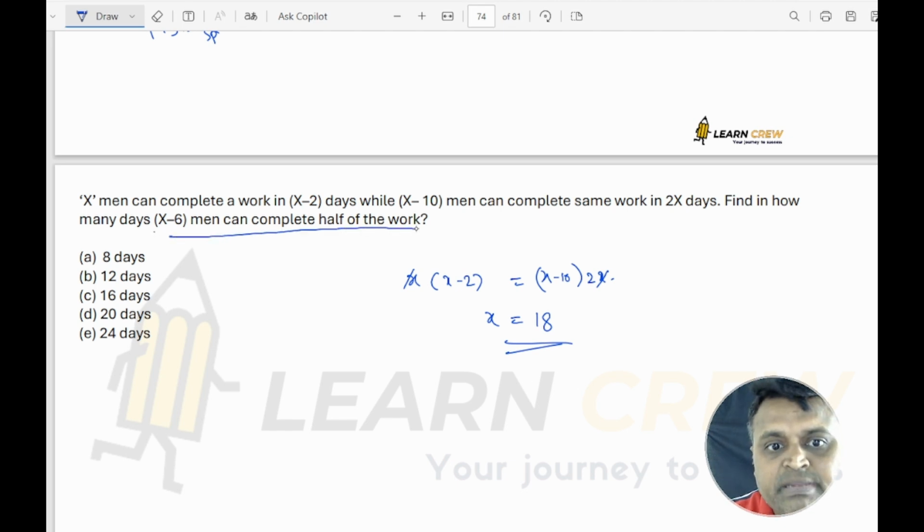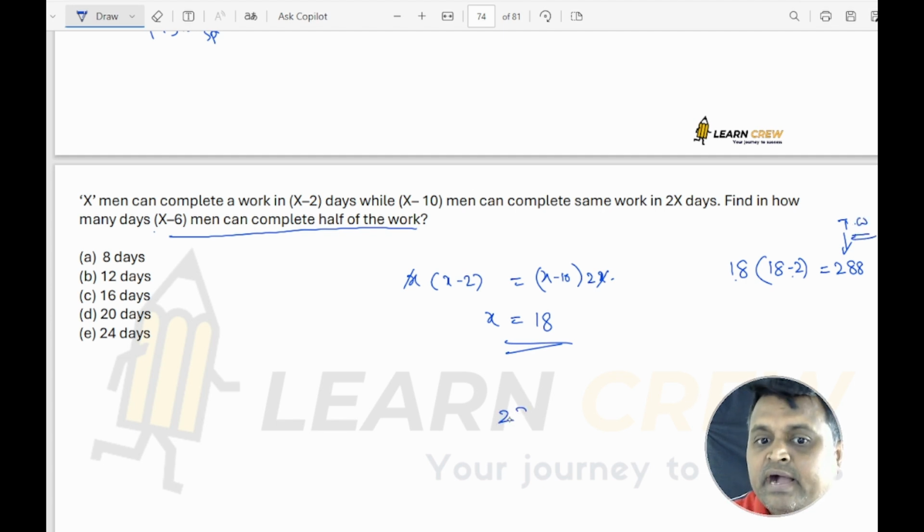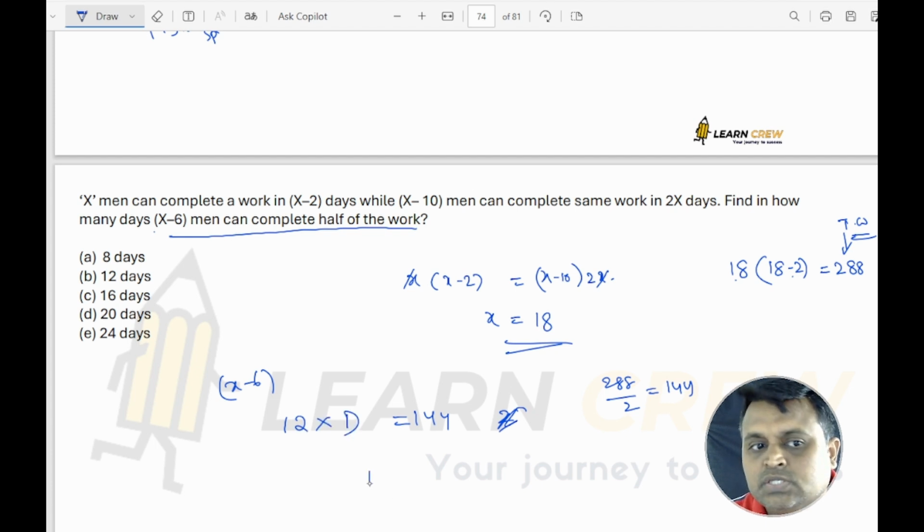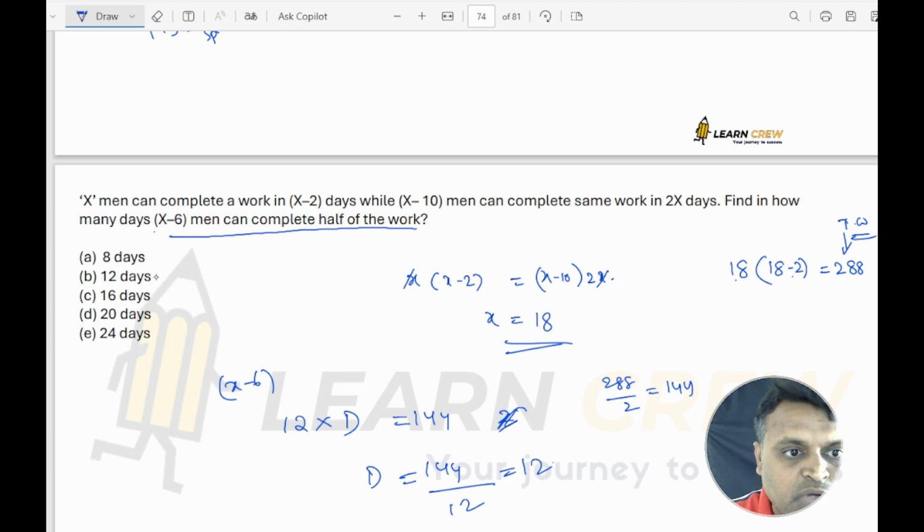Now, x minus 6 men can complete half of the work. The total work is x men in x minus 2 days, 18 sixteens are 288. This is the total work, and half of 288 is 144. This 144 units of work is done by x minus 6, which means 18 minus 6, in how many days? So D is equal to 144 by 12, which is 12 days. So the answer is 12. Now next.